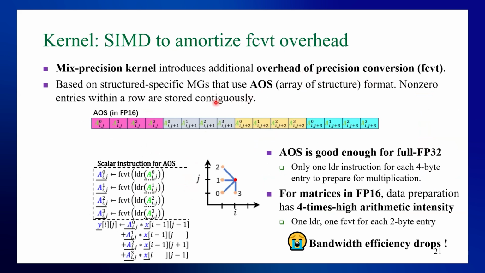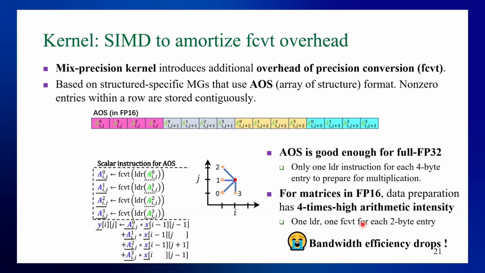Our implementation is based on structure-specific AMGs that use the AOS format to store the matrices. In this format, the non-zero entries within a row are stored contiguously. So when both the matrix and vectors are stored in FP32, everything is okay. But things change for FP16 because the data preparation is one load and one activity instruction for each 2-byte entry. It has 4 times higher arithmetic intensity, and we could observe an evident drop of bandwidth efficiency.